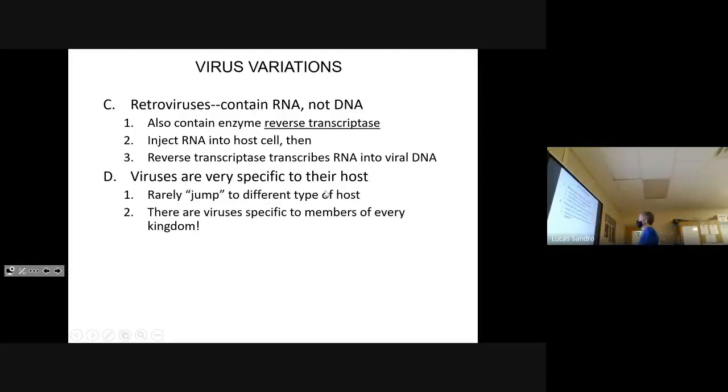So they're specific to every kingdom, and they also tend to, in a multicellular organism, be pretty choosy about which kind of cell.